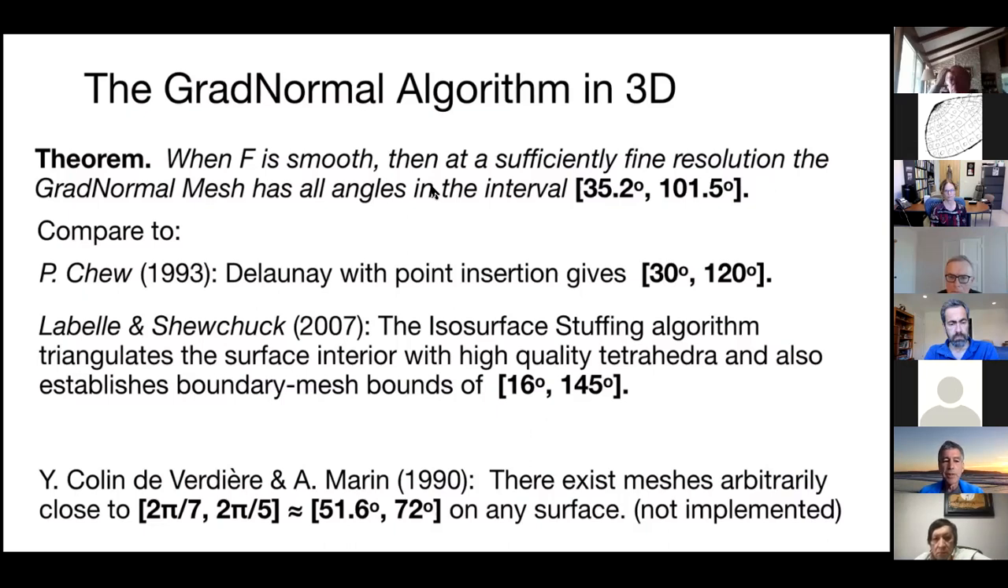And finally, I should mention an important paper which actually was completely unknown to the computer graphics community. They were quite surprised to hear about this. There's a paper by Colin de Verdière and Marin, which shows that in theory you can always find a triangulation that's arbitrarily close to the optimal possible angle given by Gauss-Bonnet. But this is an existence theorem, and there's no algorithm for finding it. It's not been implemented as a particular procedure to construct such a triangulation.